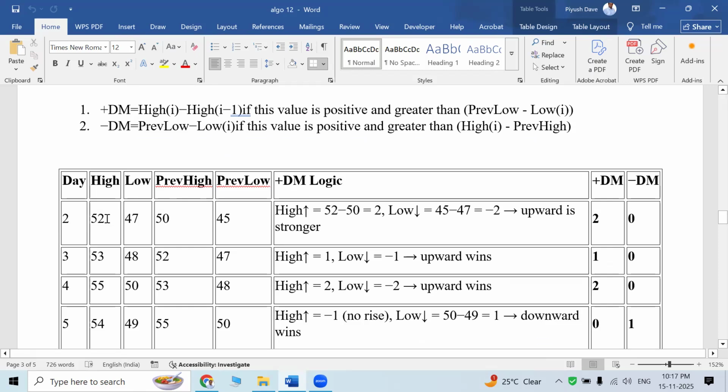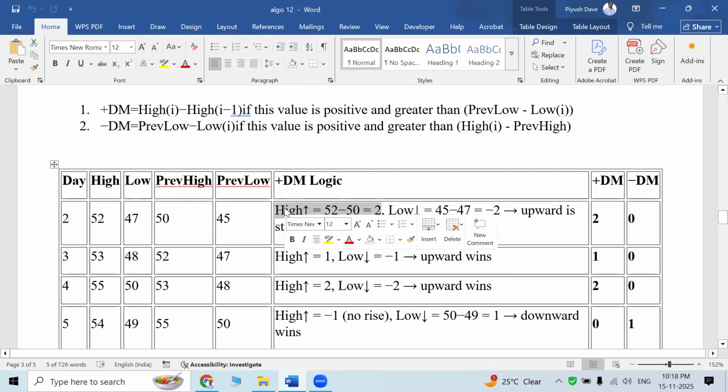The high of today minus previous day, it's 2. Then low of today minus previous day, previous day minus today, this is minus 2. So the high value which we have subtracted from high to previous high is greater than the low value. So it's a plus DM.